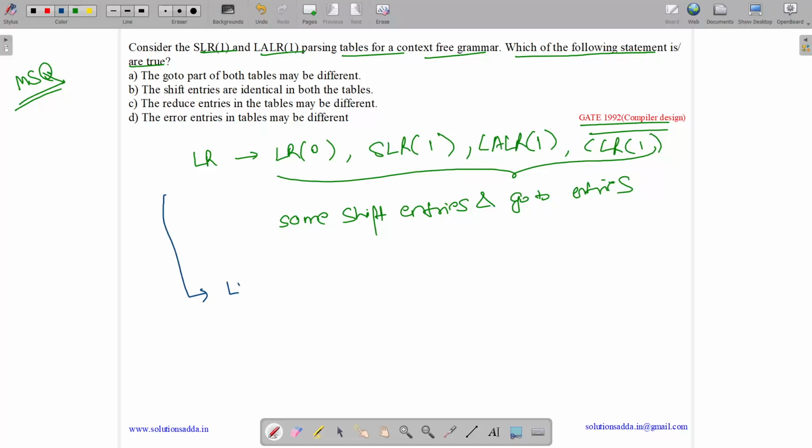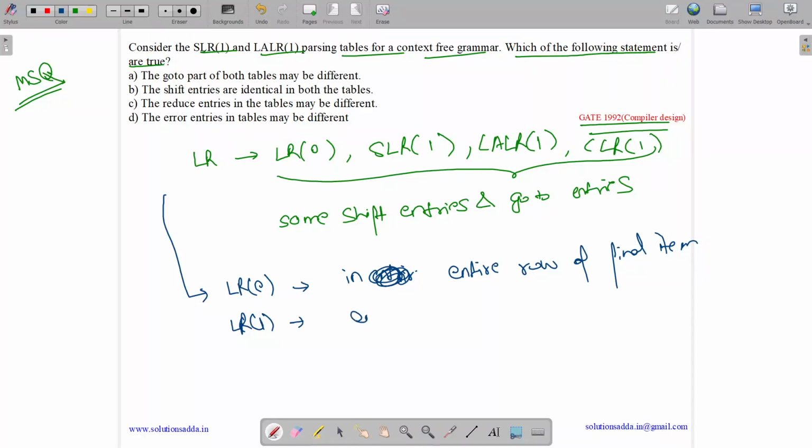In the LR0 parser, we place the reduce moves in the entire row of the final item. Okay, in the SLR1 parser, we place the reduce moves only in the follow of the LHS of the final item.